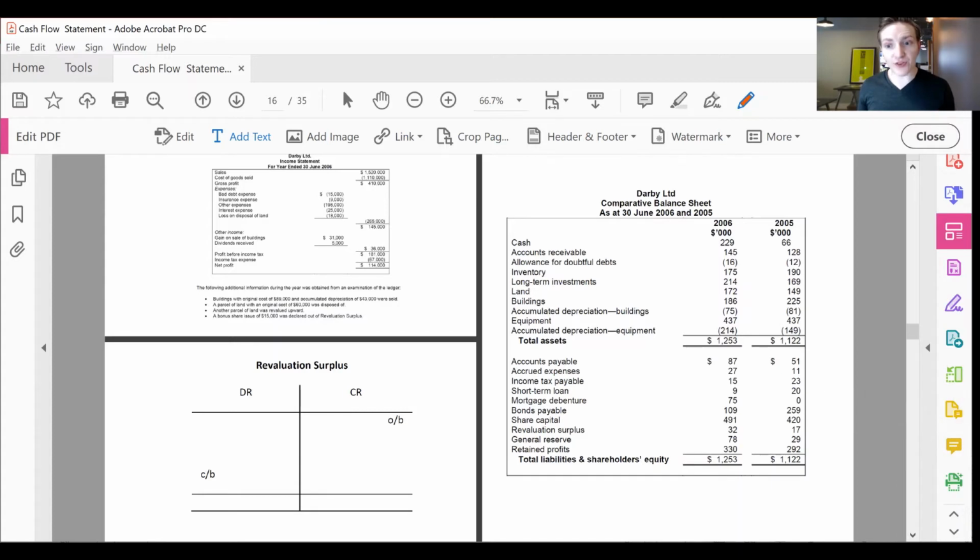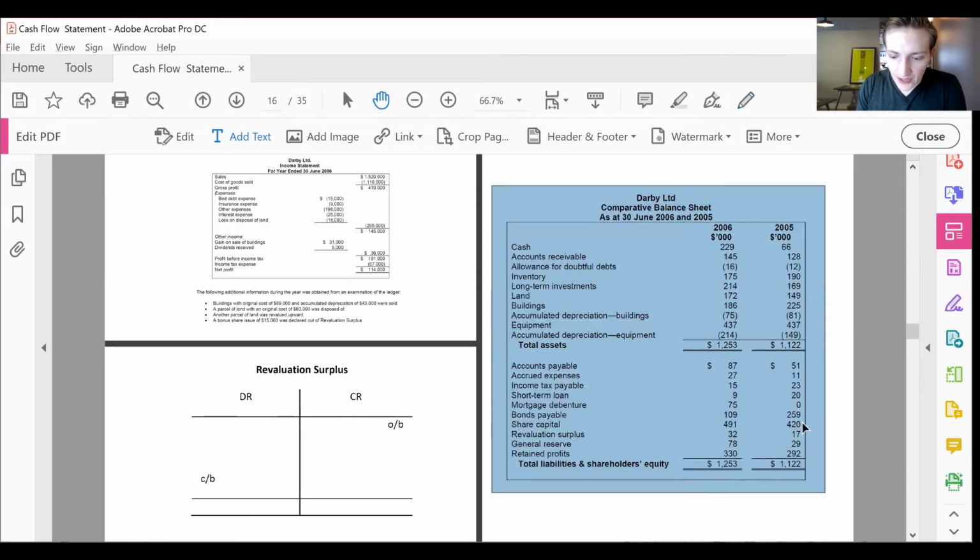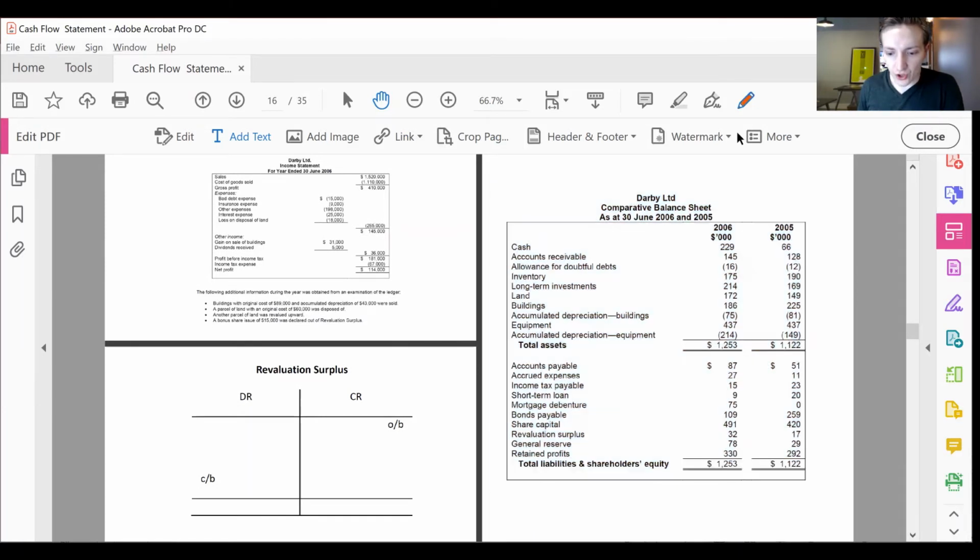So I'll start off with that, and then we'll go through to the land and buildings itself. So it is actually useful to start with this. Let's think about our revaluation surplus. The revaluation surplus has an opening balance here of 17 and a closing balance of 32. So we can enter that in relatively easily.